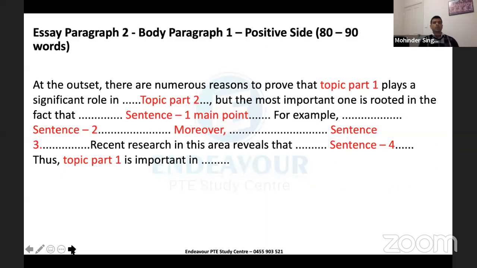Now we will talk about essay body paragraph 2, or we also call it body paragraph 1. So it is essay paragraph 2 and body paragraph 1. It should ideally have 80 to 90 words, and that is the template. I want everyone to make notes of this as well. Thank you.